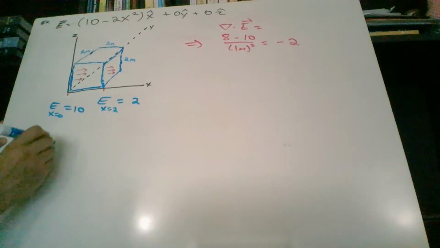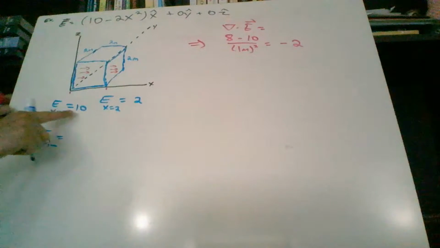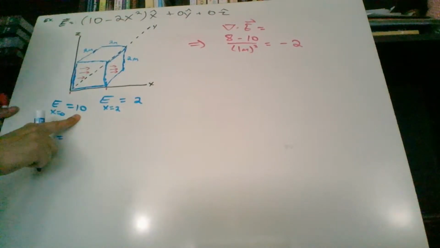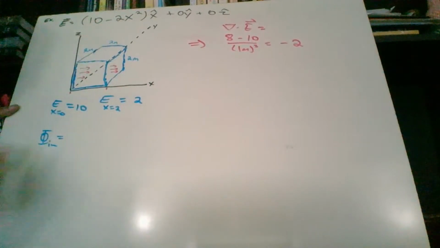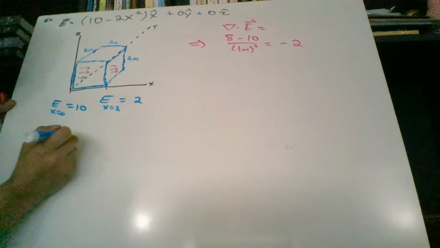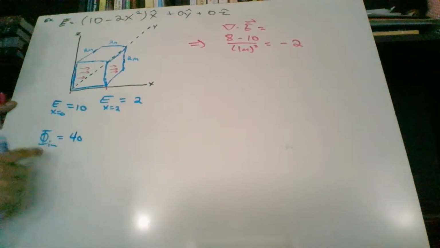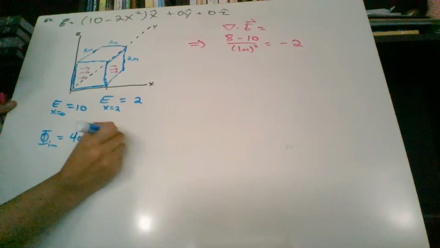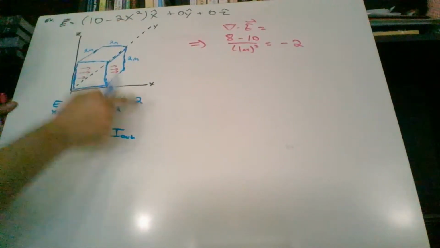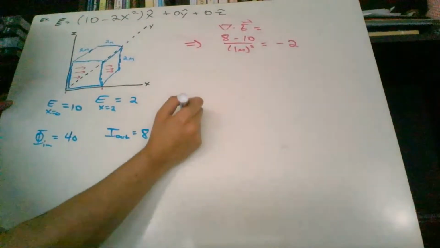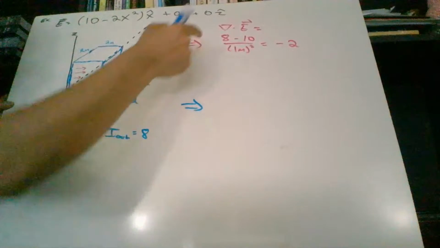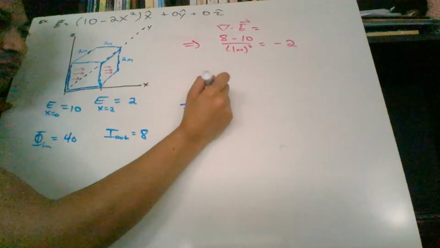The flux going in is going to be 10 times the surface area. The surface area is no longer 1. It's a 2 by 2 by 2 cube, so the surface area will be 4. So you do 10 times 4, you get 40. That's the flux going in. The flux going out is going to be 2 times 4, and that's 8. So if we do the delta E just like we did before, whoops.